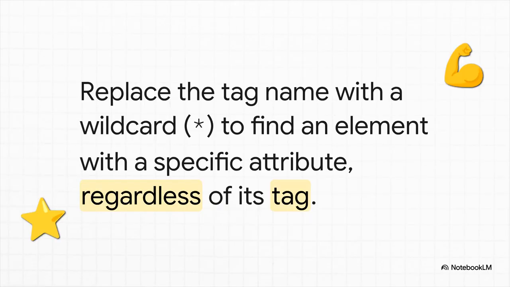First up, the wildcard. You know, the little asterisk. Sometimes you just don't care if an element is a div or a span or a section. You just care that it has a specific unique ID, right? So by replacing the tag name with a star, you're basically telling XPath, hey, I don't care what the tag is, just find me any element with these properties. This makes your scripts so much more robust if a developer decides to change the HTML structure later on.